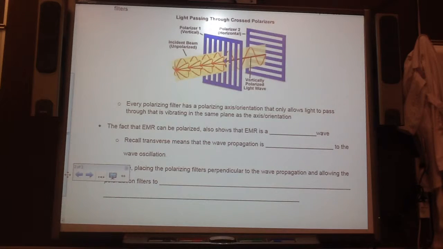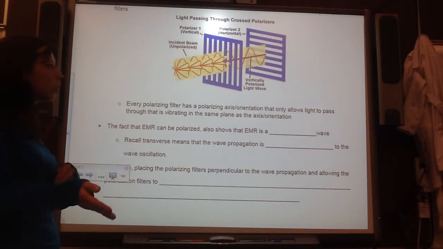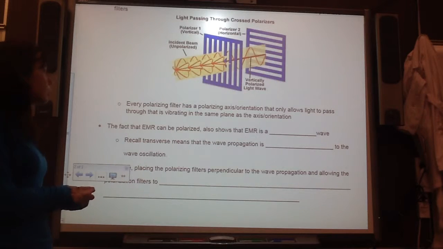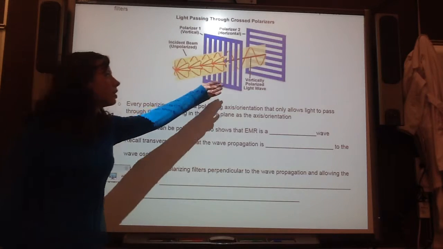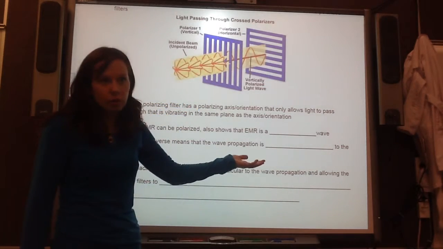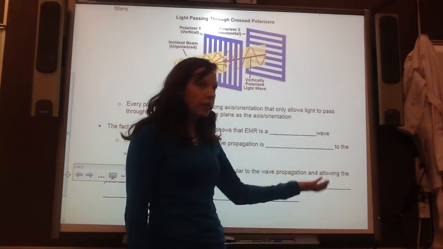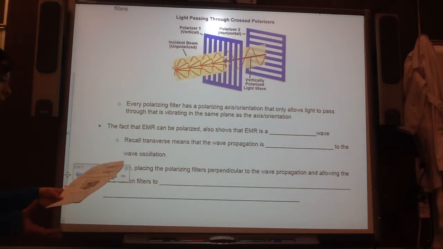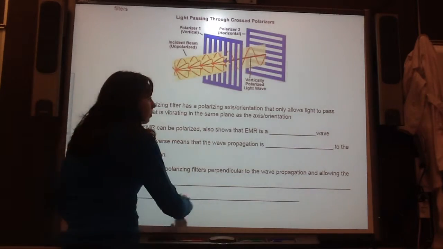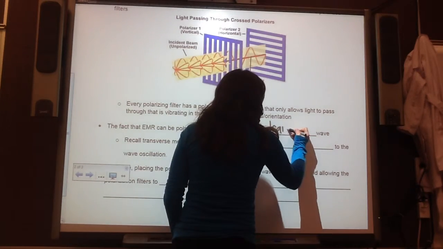Okay, so every polarizing filter has a polarizing axis or orientation that allows light to pass through that is vibrating in the same plane as that axis. Like I said, this is a vertical plane, so it lets the vertical through. Horizontal plane, so it lets the horizontal. The fact that EMR can be polarized also shows that EMR is a transverse wave.